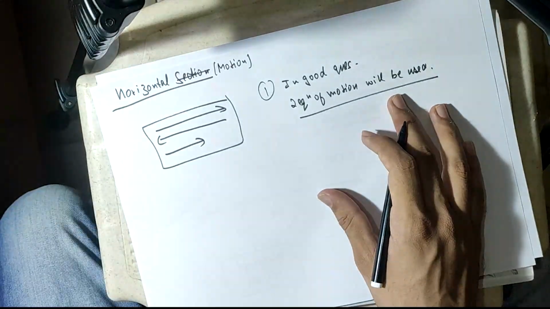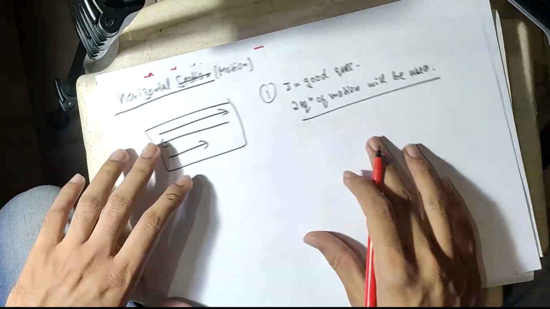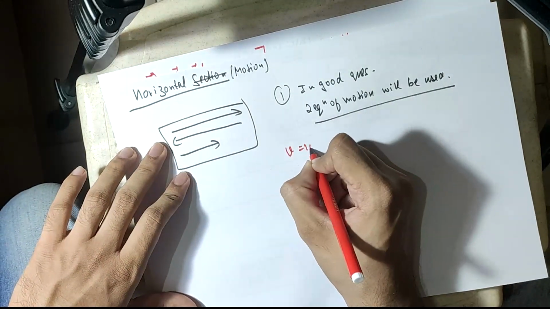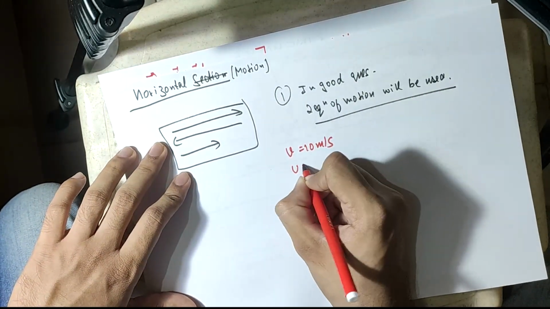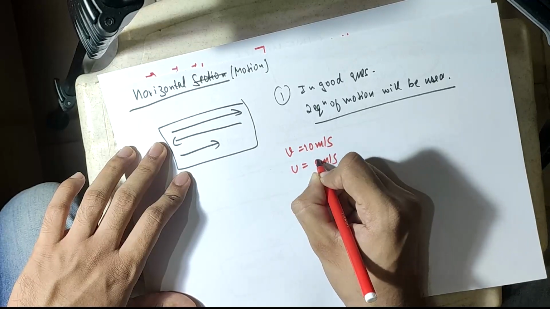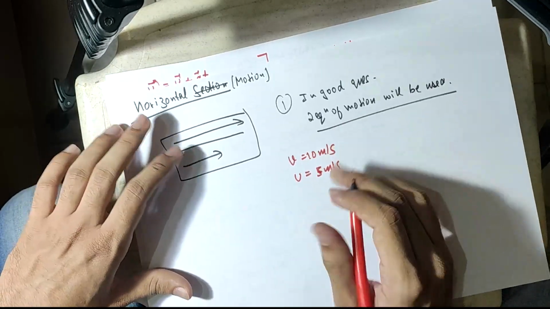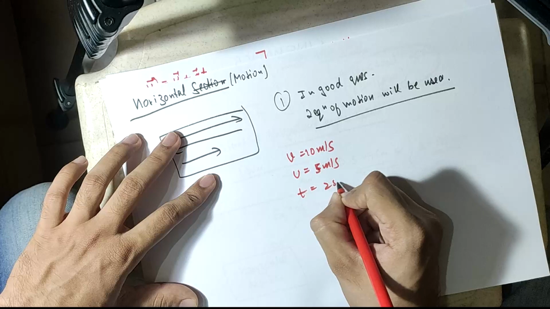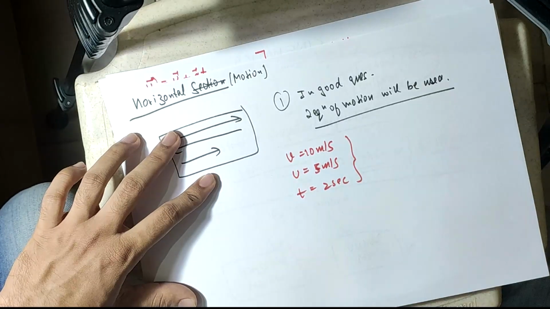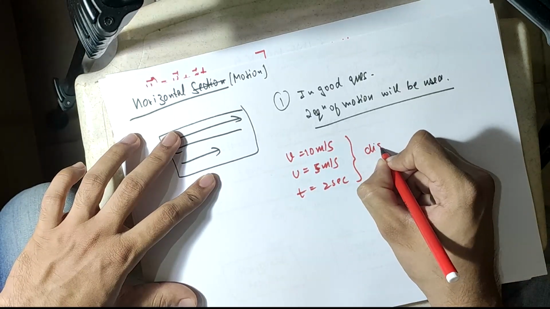For example, I am giving you a question. V is given as 10 meter per second, U is given as 5 meter per second, and T is given as 2 seconds. You have to tell the distance covered.